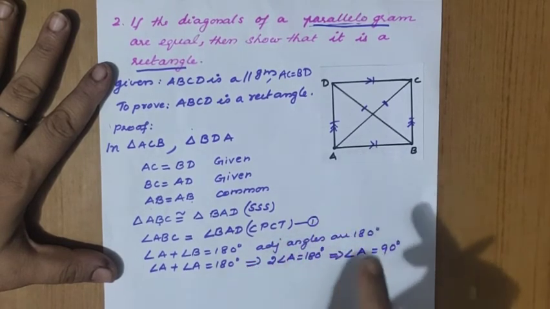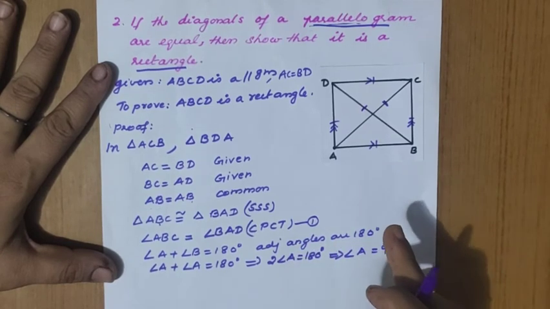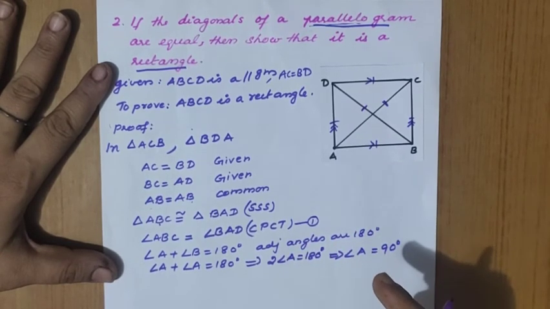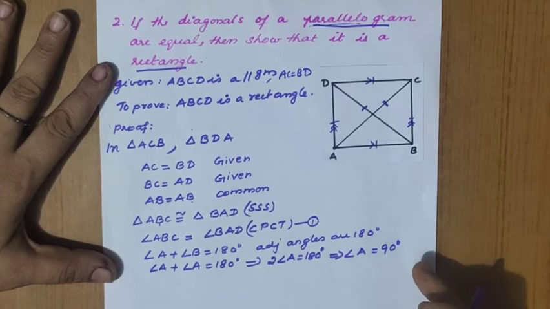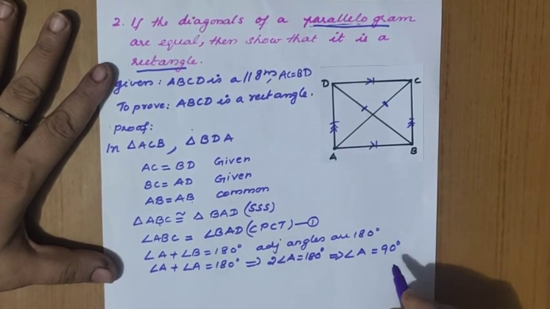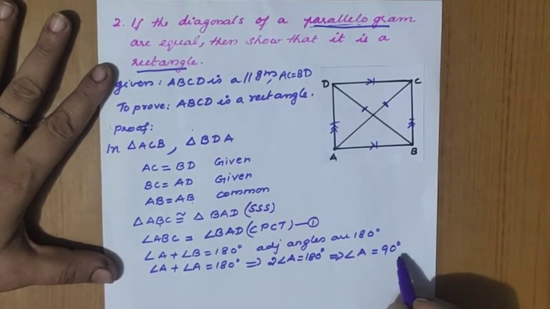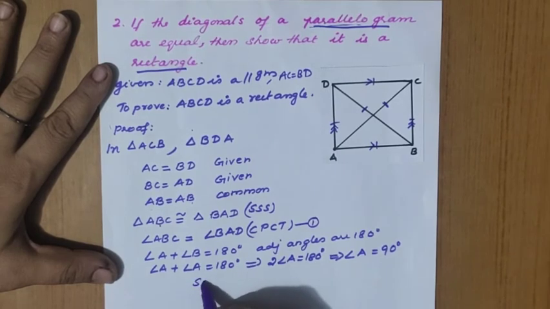Now since it is a parallelogram, we are given that A and C are opposite angles. Opposite angles in a parallelogram are equal. So angle A equals angle C equals 90, angle B equals angle D is also equal to 90. This much is required for us, because since it is a parallelogram, we need to get one angle equal to 90. It is not necessary that A only; angle B is equal to 90 degrees.